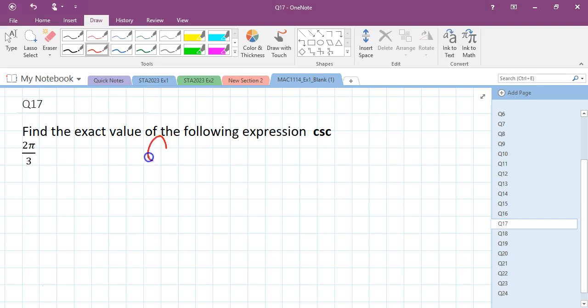So that means in quadrant 2, who is positive? Sine and cosecant. So this answer has to remain positive. Okay? So what we need to do now is figure out the reference angle. What's the formula to figure out this reference angle?